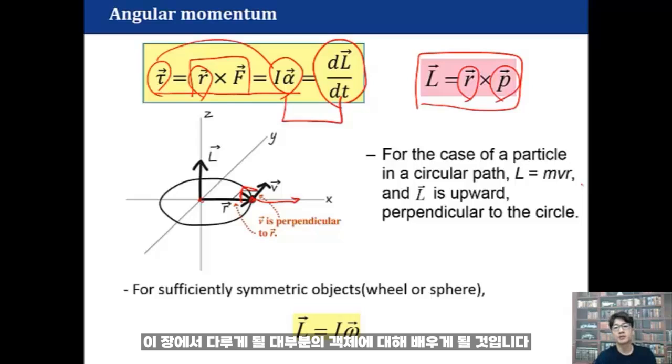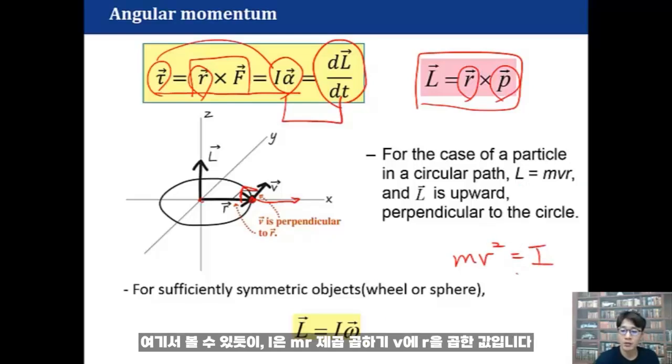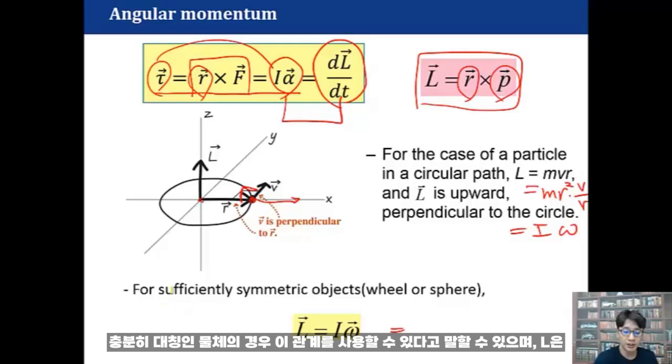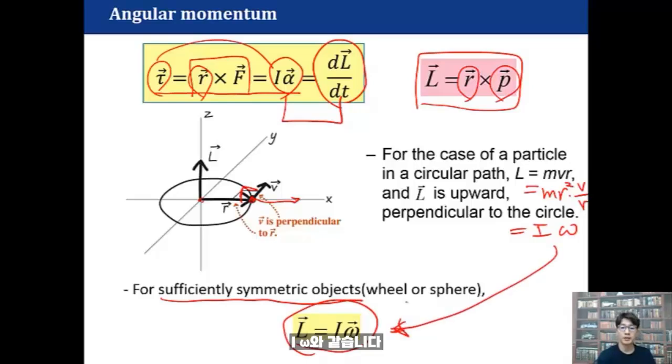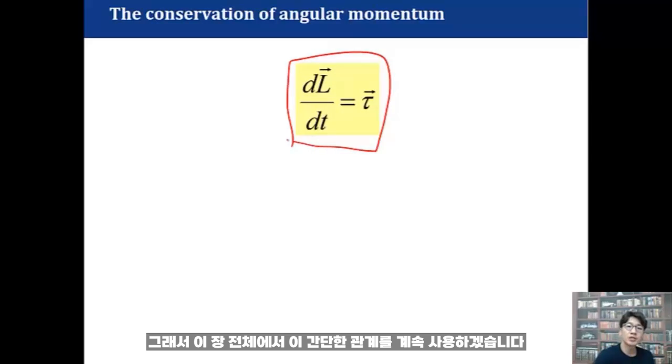For most of the objects you will treat in this chapter, you can see here mr squared is I, right, for a single particle. So here, L is mr squared times v over r. So in most cases, for sufficiently symmetric objects, we can use this relation: L is equal to I omega. In most cases you will treat in this chapter, you can apply this. So we will keep using this simple relation throughout this chapter.